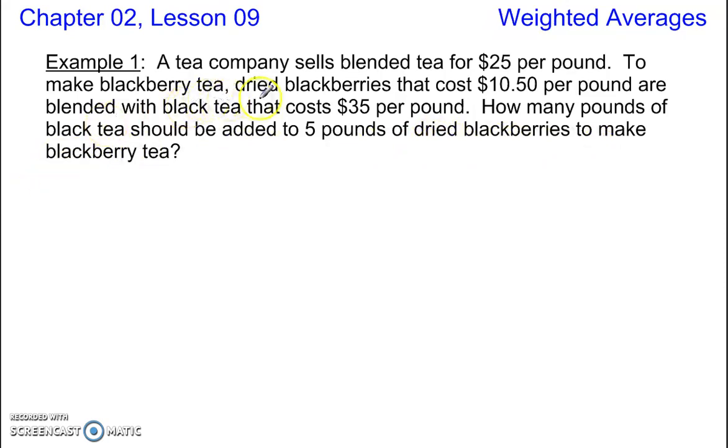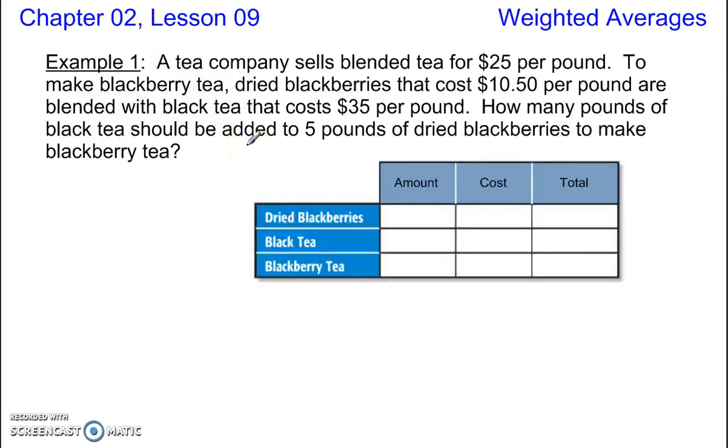Well, we have 3 different things here. We've got the blended tea, so the blackberry tea. We've got dried blackberries, and we have black tea. Okay, we're going to mix the dried blackberries and the black tea to make blackberry tea. When we have a mixture problem like this, it's best to set up a table. Here we have the dried blackberries, black tea, blackberry tea.